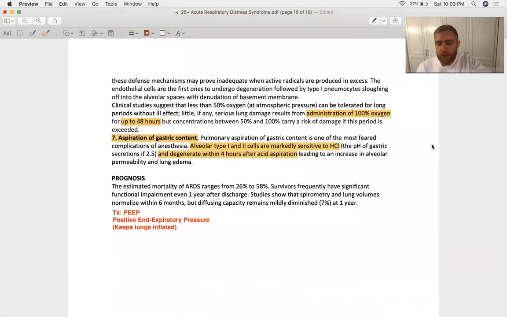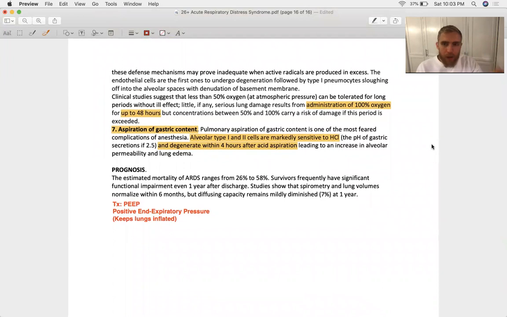And again, is that going to give you a focal alveolar damage? No. If you get alveolar damage as a result of oxygen toxicity, it's going to be diffuse and it's going to be everywhere, and the patient's going to have a really tough time breathing. So that's your ARDS diagnosis.